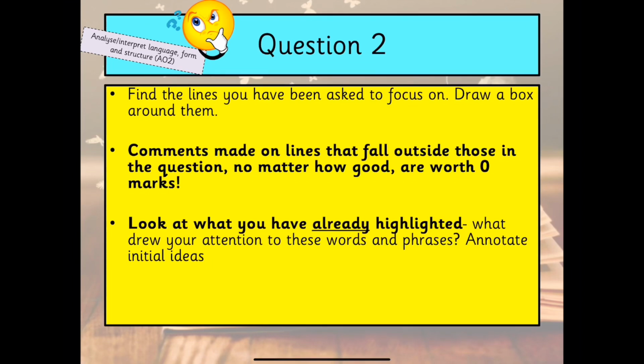And it's a shortcut, isn't it? Because you've already read it, you've already had a look at meaning, and there's no point in doing that all over again if you've got some fantastic ideas that you can use already.